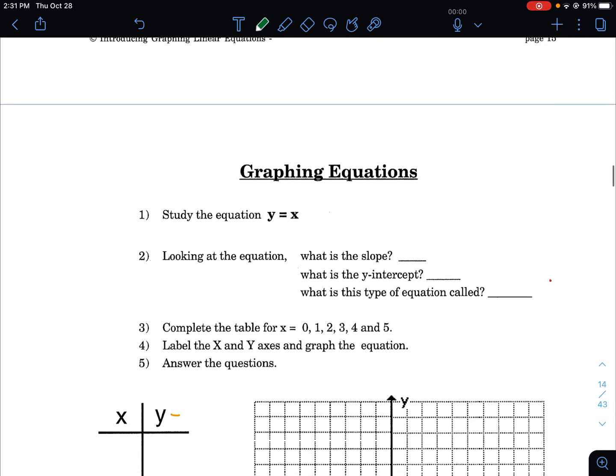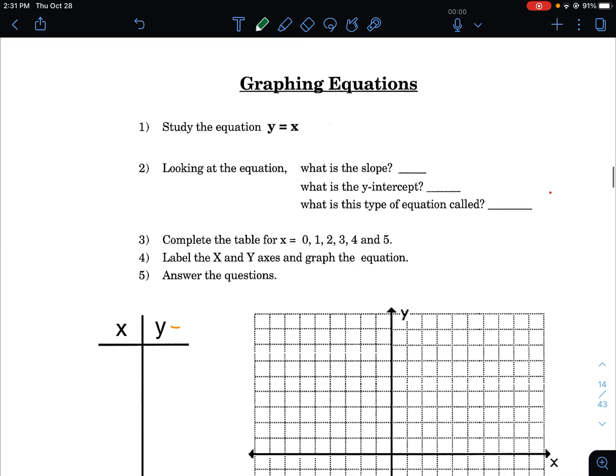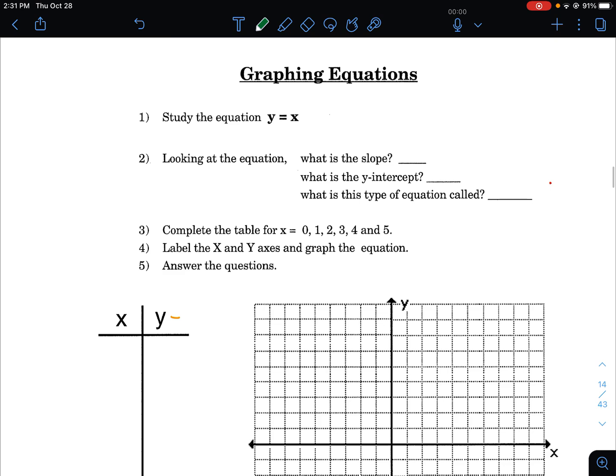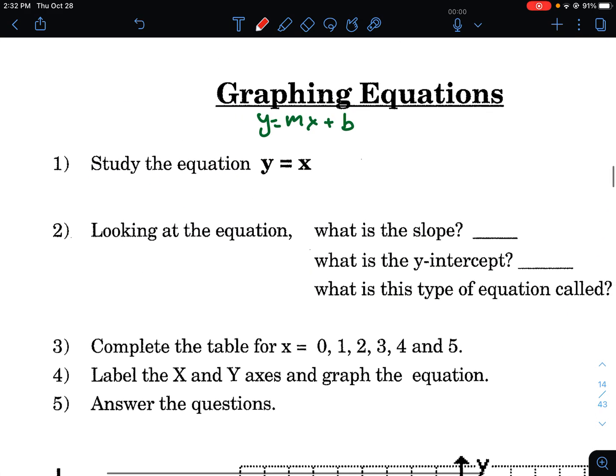Let's try the next one. This one's a little tricky as well. Y equals x. So remember, y equals mx plus b. So what is our slope? Well, our slope is the number that's being multiplied by x. What number is being multiplied by x? Looks like there's no slope, but that's not true. There's an invisible number being multiplied by x, and that invisible number is 1. So our slope is actually 1.